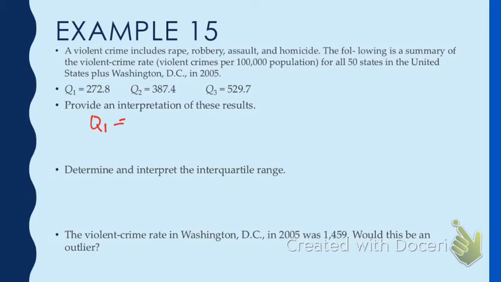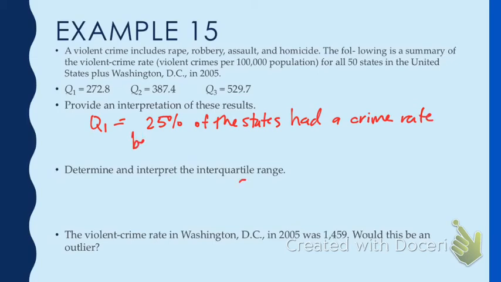The Q1 represents my what? 25th percentile. So I could say 25% of the states had a crime rate below 272.8 crimes. And then I guess it's per 100,000 people.